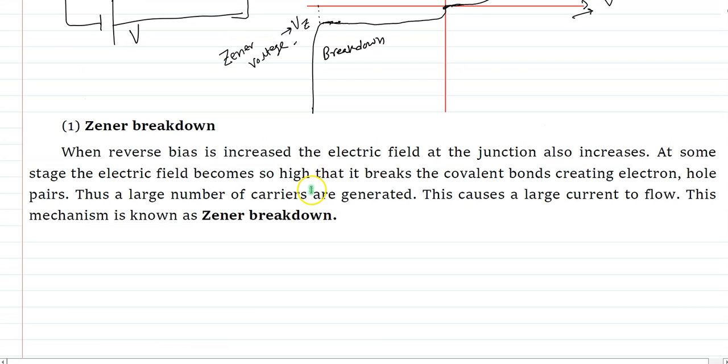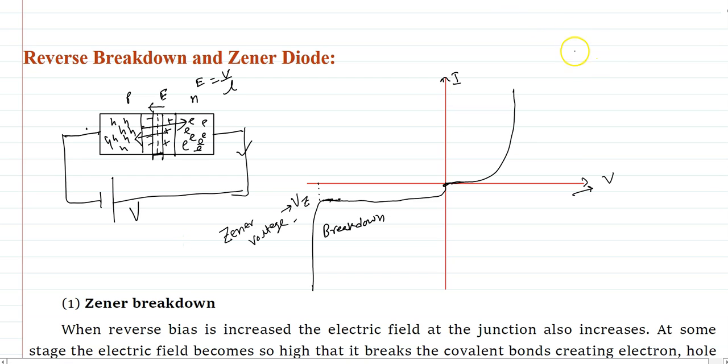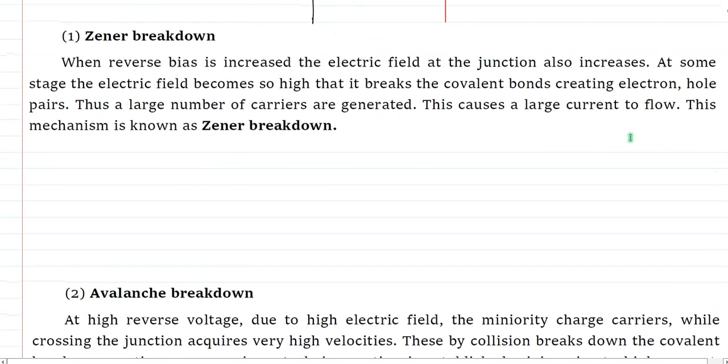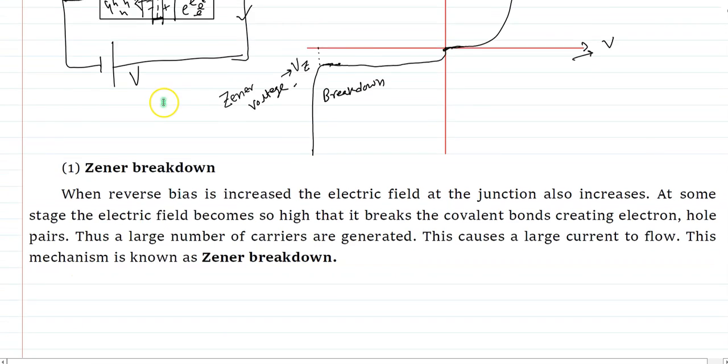Zener breakdown. You can see here, when reverse bias is increased, the electric field at the junction also increases. At some stage, the electric field becomes so high that it breaks the covalent bond, creating electron hole pairs. Thus, a large number of carriers are generated. This is the large current flow. This mechanism is known as Zener breakdown. Okay. So for a Zener diode, we need a very high doping concentration, so that the electric field produced is very large.